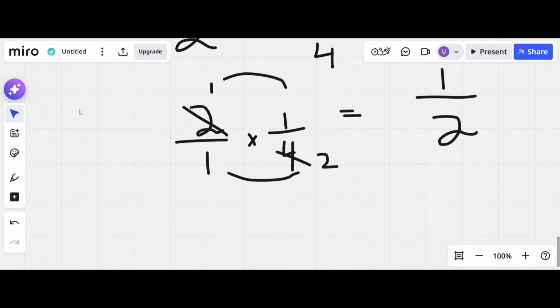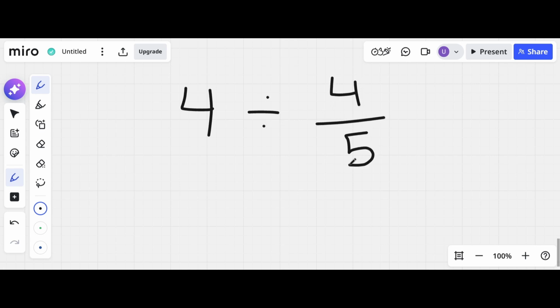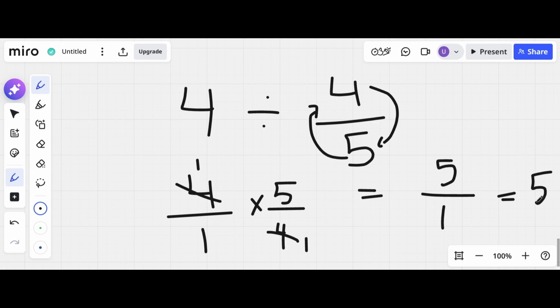And we can do the same thing with division. So this whole number can be rewritten as 4 over 1, multiplication sign, and these two get flipped. 4 times 1, 4 times 1, cross cancel. 1 times 5 is 5, 5 over 1, which is 5. Okay, pretty easy stuff. Nothing to it.